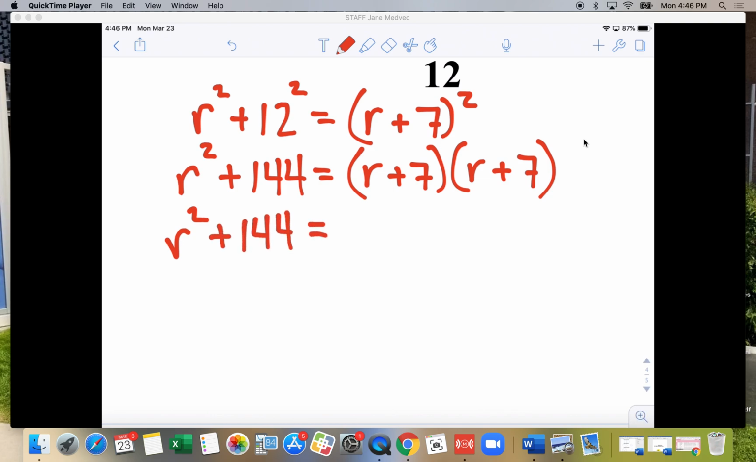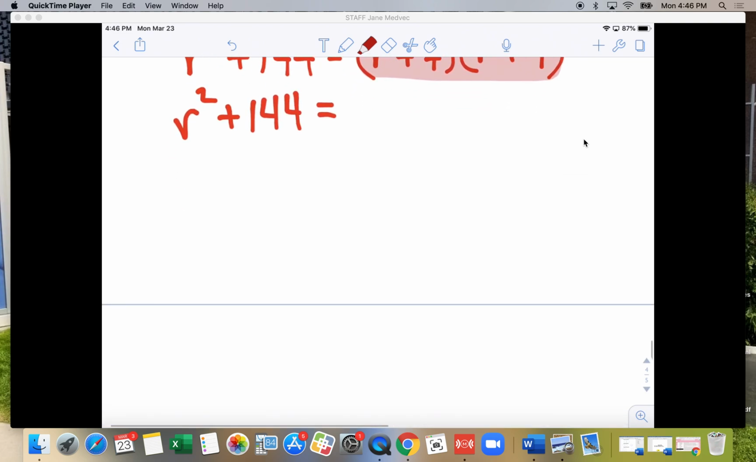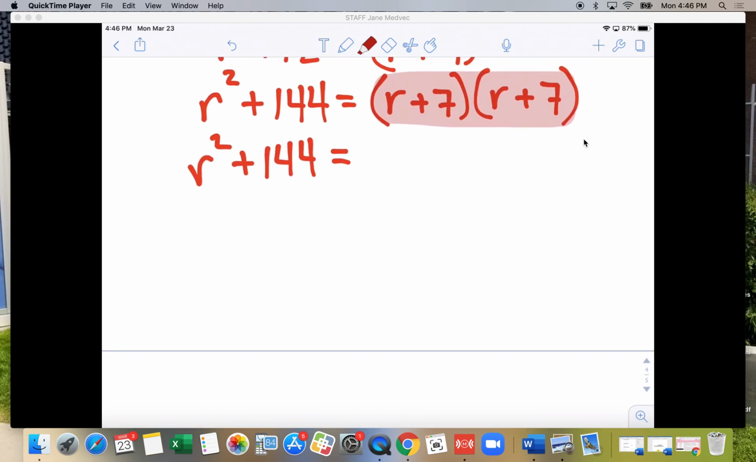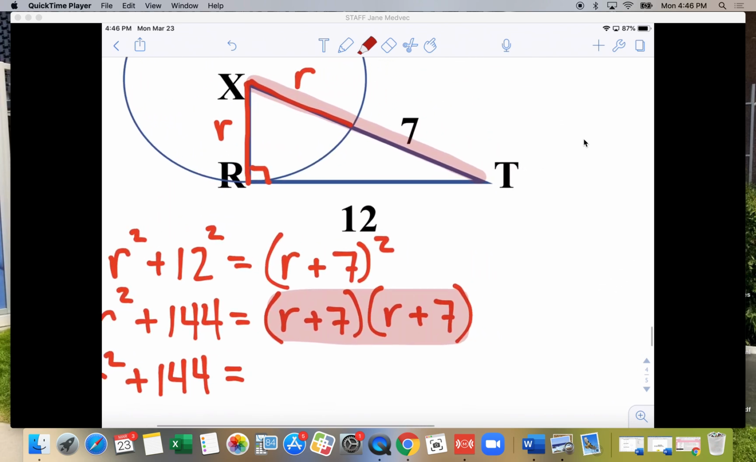We're going to go R squared plus 144 equals. We've got a little bit of a problem here. This is something that you learned in algebra, and so I'm going to go through it with you quickly here. If you need more review, let me know. But it is something that you handled in algebra. What we're going to do is form some squares. So we're going to multiply.